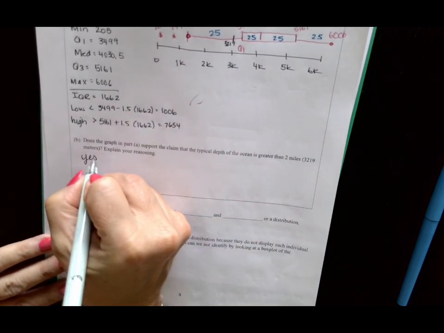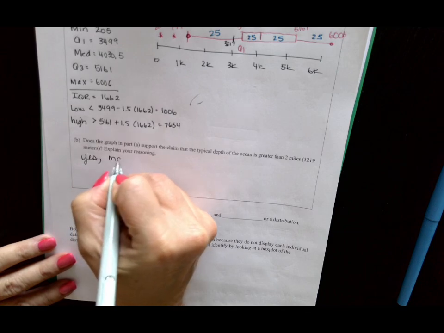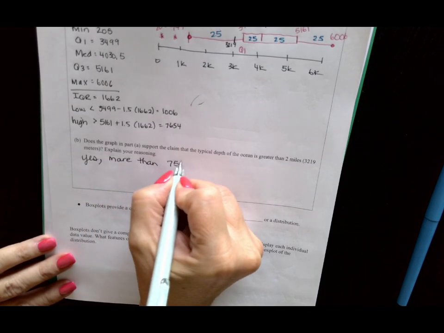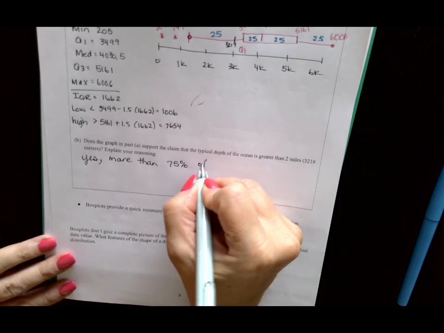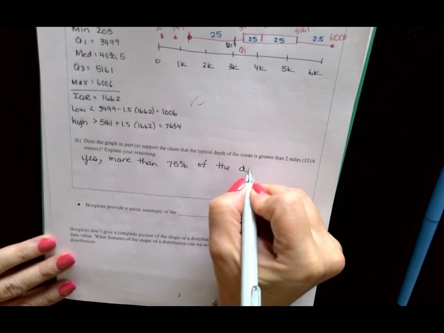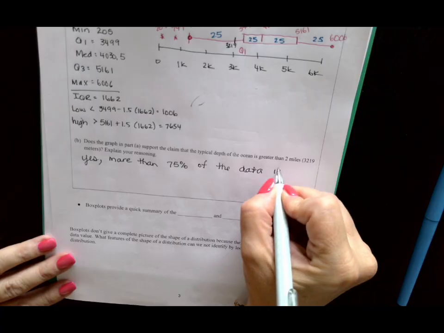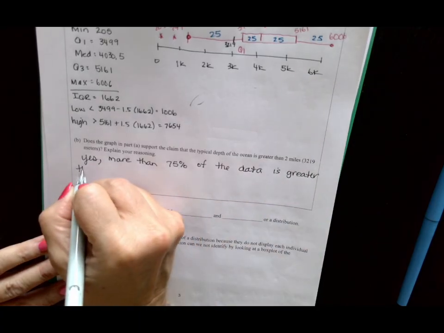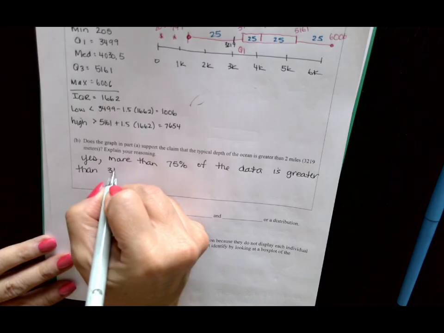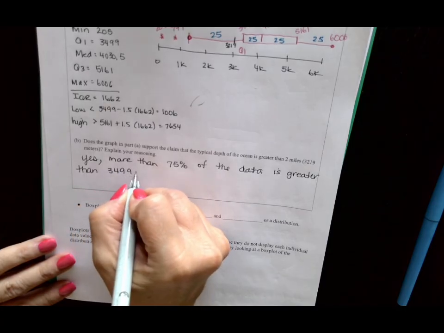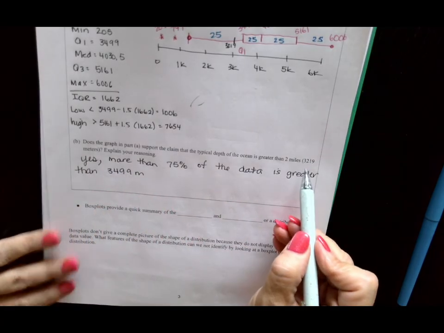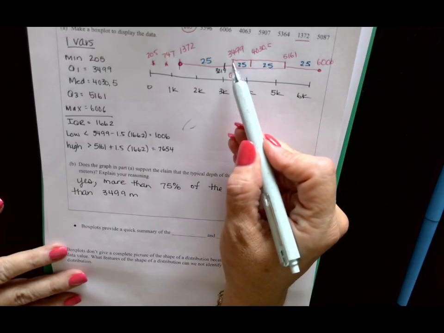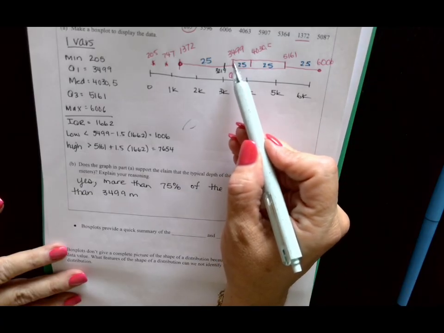I would say yes, more than 75% of the data is greater than 3499 meters. Now, I don't want to use this number. I'm using 3499 because that's the number that I have up here in my Q1 value.